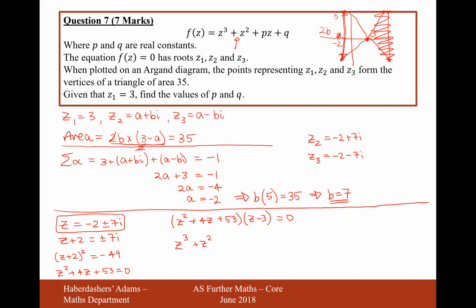Let's just grab a calculator. 53 minus 12 is 41, so plus 41z. And then 53 times minus 3 is minus 159. And that equals 0. So there we are. The value of p is equal to 41, and the value of q is equal to minus 159. And there we are.